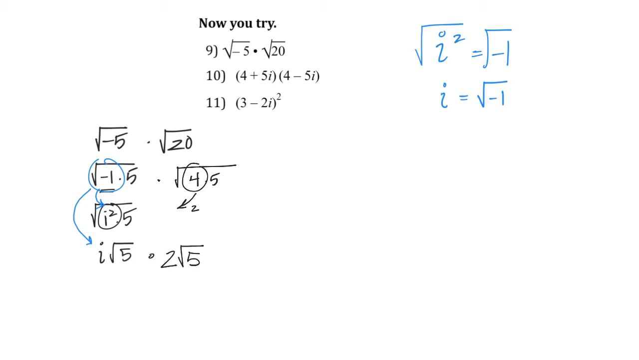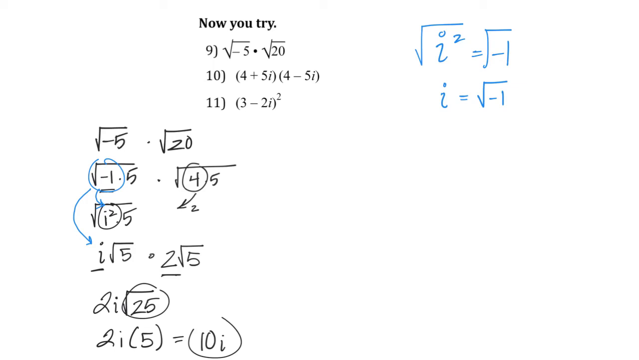Let's do this multiplication. 2 times i gives me 2i. Square root of 5 times square root of 5 is square root of 25. Square root of 25 I know is 5. So 2i times 5, which gives me a final answer of 10i.